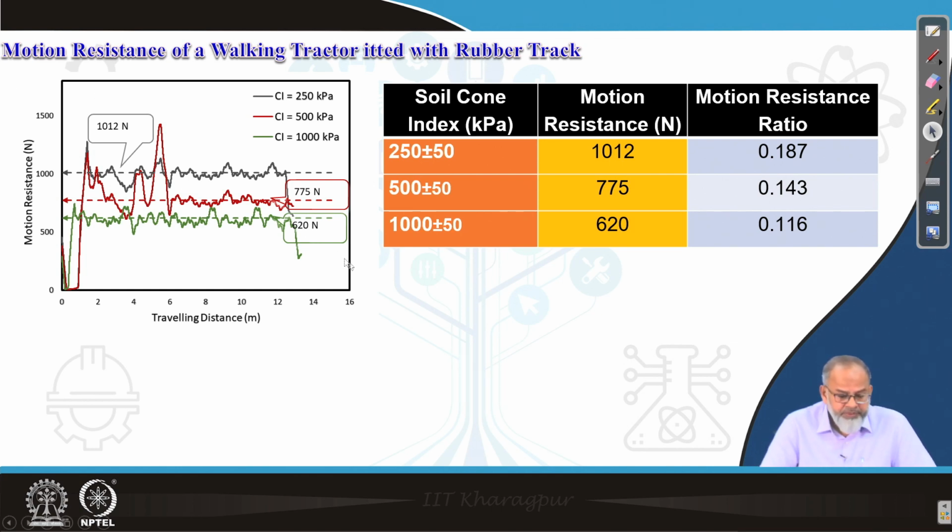This is one of the parameters you are interested in, and it was found that the rolling resistance variation, or the motion resistance variation, with slip is not that much, it is very minimal. That is why in all calculations we have taken this as the motion resistance for different pulling conditions.